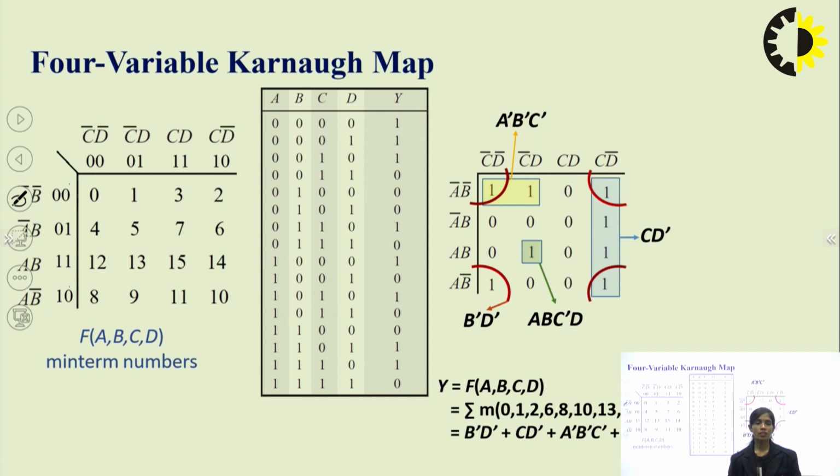K-map is basically a minimization technique that is applied for the min terms and the max terms both. For the min terms, we have to emphasize sum of product terms, and for the max terms, we have to emphasize the product of sum terms. So, we basically have two types of terms, SOP and POS.